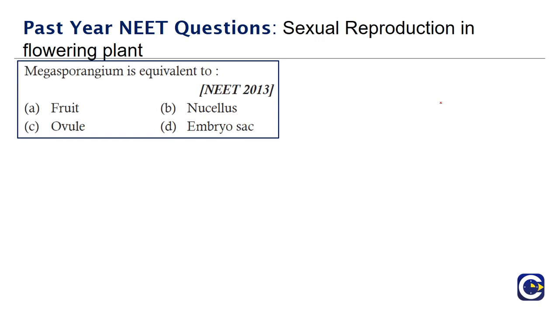Megasporangium is equivalent to fruit, nucellus, ovule, or embryo sac. We know the megasporangium is the female gamete, and it has the other name, ovule. Fruit is after the fertilization has occurred. Nucellus is the outer part of the ovule which covers the embryo sac. So moving on to the next question.